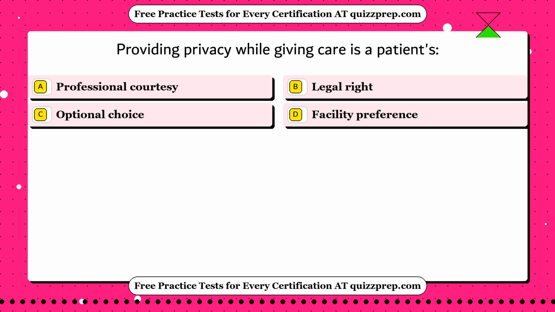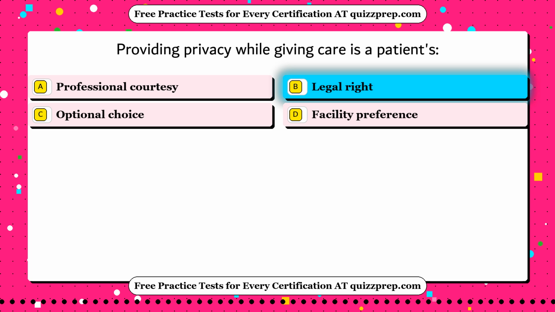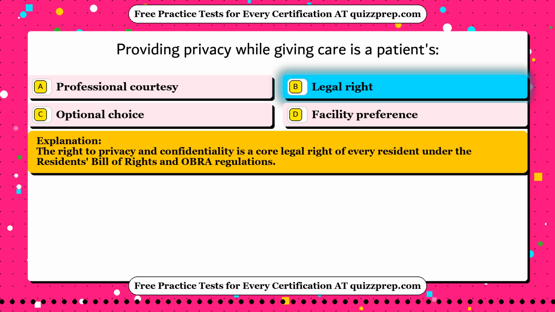Question 27. Providing privacy while giving care is a patient's: Option A, professional courtesy. Option B, legal right. Option C, optional choice. Option D, facility preference. The correct answer is Option B, legal right. The right to privacy and confidentiality is a core legal right of every resident under the Residents' Bill of Rights and OBRA regulations.